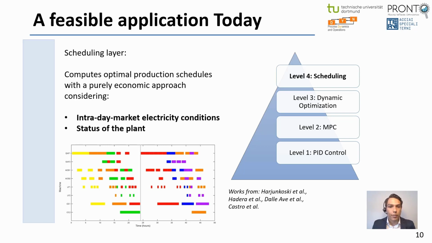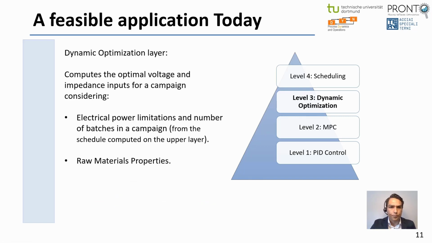Then the algorithm will compute an optimal schedule with different batches and different lengths of campaigns of different types of steel. This information then will be communicated to the dynamic optimization layer, where the optimizer will compute the optimal voltage and impedance inputs for a single campaign, considering the electrical power limitations as well as the number of batches in a campaign, which are communicated, as I mentioned before, from the scheduling layer, and also taking into consideration possible variations in the raw materials, as these can impact heavily the length of a batch.